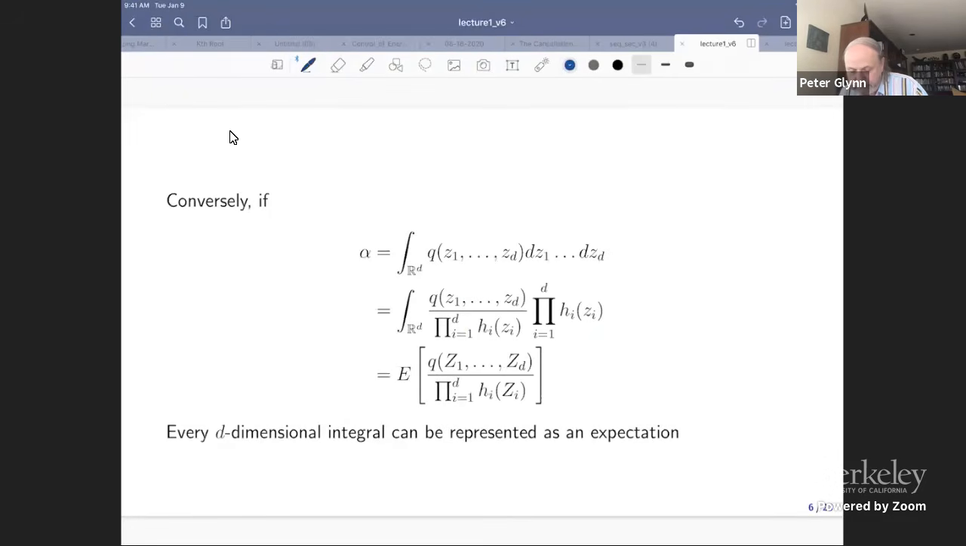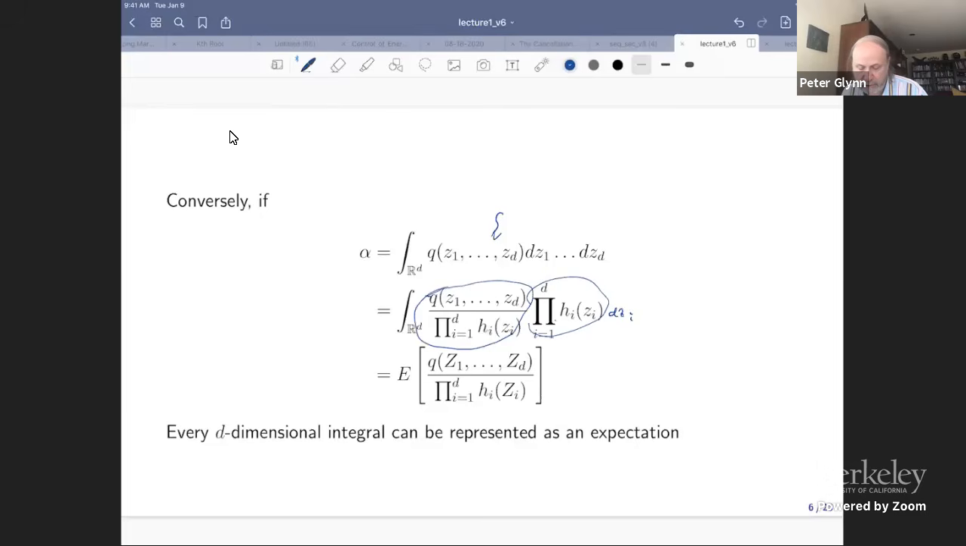So conversely, if we have an integral that can be expressed as an integration over d-dimensional space, I can, if I wish, just multiply and divide through by a product of a bunch of probability density functions. By multiplying and dividing through by this product, I can now recognize that this quantity here is being integrated against a joint probability density function on R^D.